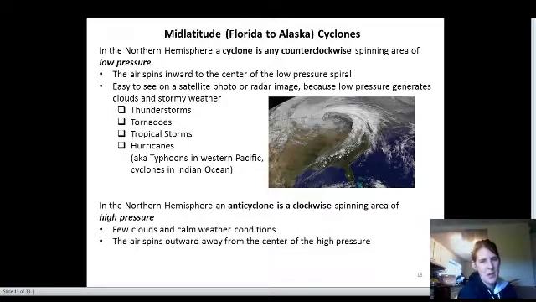In the northern hemisphere, an anticyclone is clockwise spinning of high pressure. This is an environment that gives you very few clouds and extremely calm weather conditions because it's dispersing the energy outwards. The air spins out from an area of the high pressure.